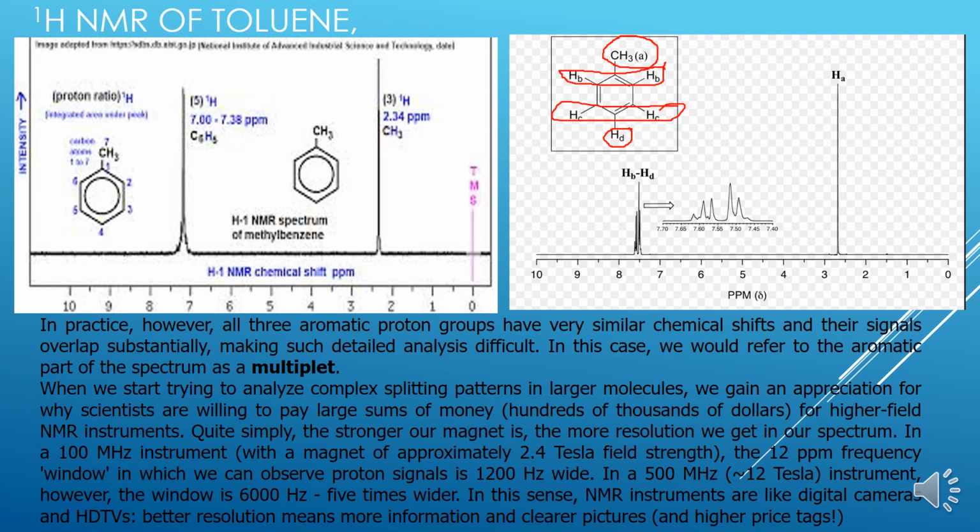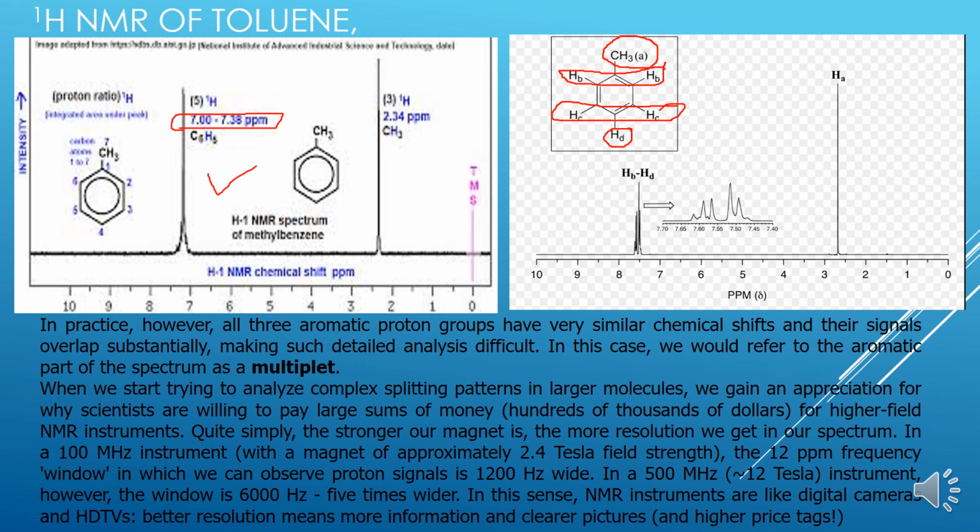Now let us move on to the splitting. In the low resolution NMR spectrum, we get only two peaks, as given in this diagram. The aromatic protons are observed in the region of 7 to 7.38 ppm. This peak is a multiplet because five protons are there, and they couple to give multiplets.